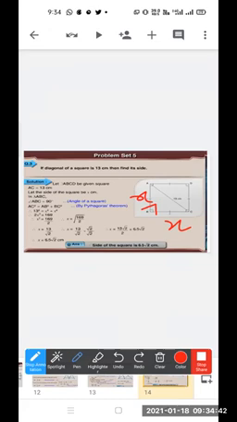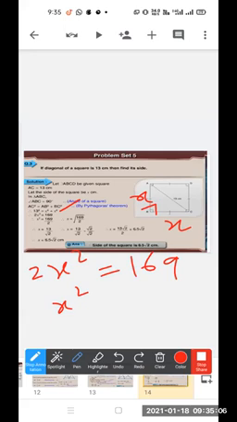Okay, so AC is given as 13 centimeters. So 13 square is equal to x square plus x square. We have considered the sides of the square as x. So x square plus x square is 2x square, and 13 square is 169. So x square is equal to 169 upon 2.